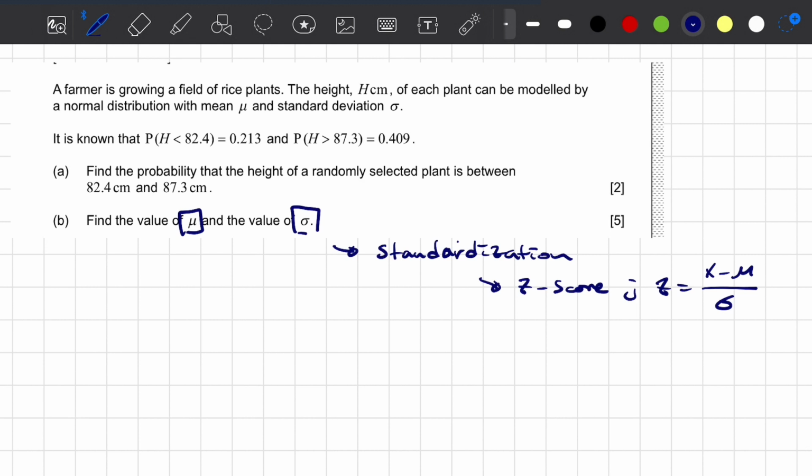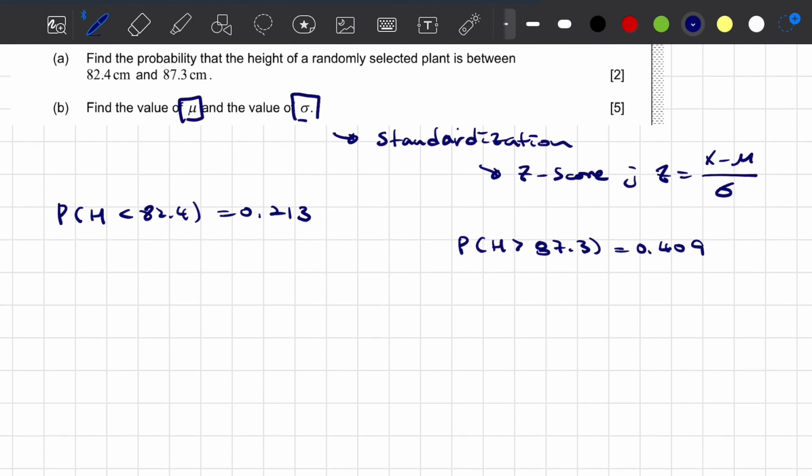So question B, we already know the two pieces of information, right? The probability that h is less than 82.4 is equal to 0.213, and the probability that h is greater than 87.3 is equal to 0.409. Okay, so using these two pieces of information, we need to set two equations to solve these two unknown values. In order to do that, we're going to use the inverse norm function to calculate the Z value for both cases.